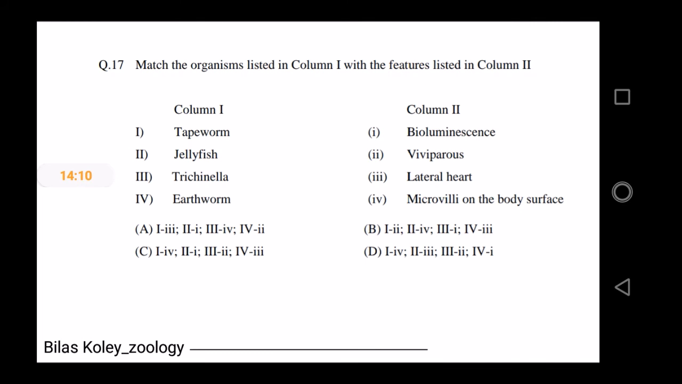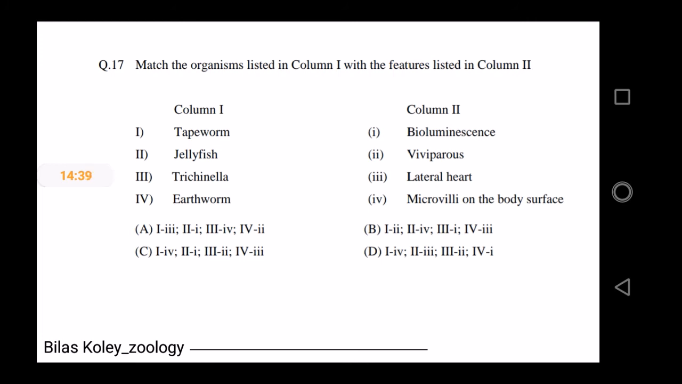Now we will discuss question number 17. Match the organisms listed in column 1 with feature listed in column 2. In column 1, the options are tapeworm, jellyfish, trichinella, earthworm. And in column 2, the options are bioluminescence, viviparous, lateral heart and microvilli on the body surface. After right arrangement of column 1 and column 2, you will get the right answer.